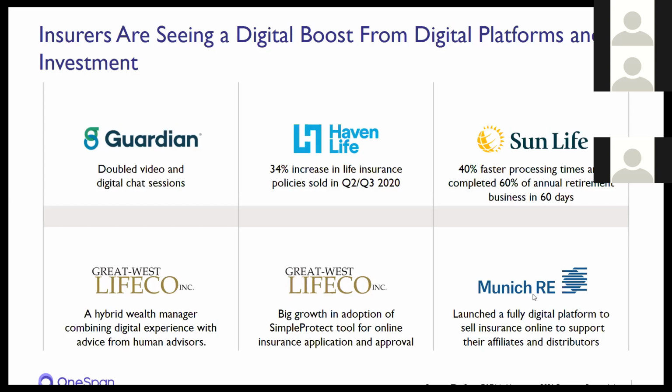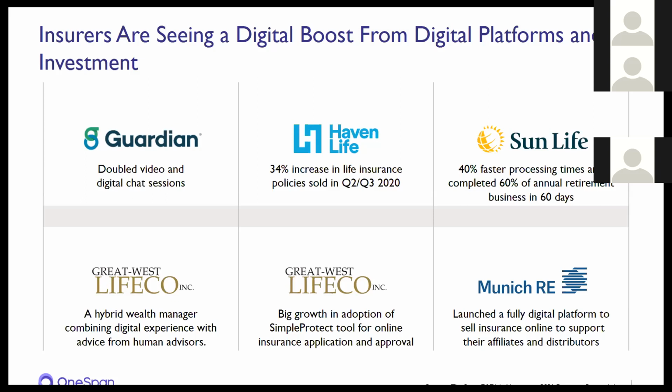The last example here is also a Canadian example. This is Munich Re, the Canadian division. What they did is launch their new digital platform right when COVID started in March, and they focused on voluntary benefits. They launched a digital platform that would enable term life up to 250,000 and critical illness up to 100,000. This platform handled everything from select, apply, buy, bind, and deliver a policy in 15 minutes.